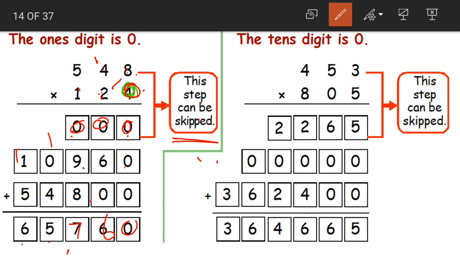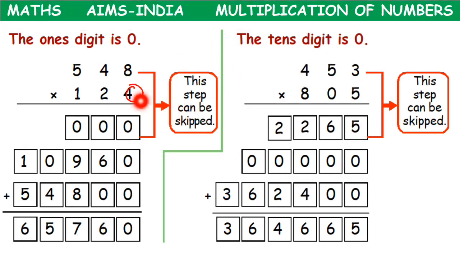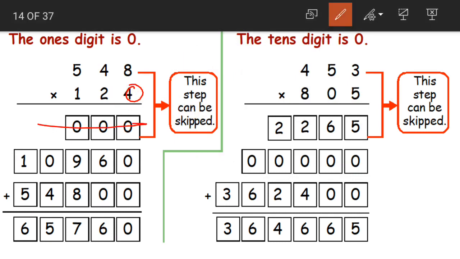What answer did we get? 65,760. Yes children, by multiplying this we got 65,760. Now as it is saying here that this step can be skipped, let us see what will be the product if we do not write this number here. Yes, if we do not multiply with 0, directly we are going to multiply with 2. 2 8s are 16. But before multiplying with 2, we should write a 0. Yes, after 2 we are having one digit 0.